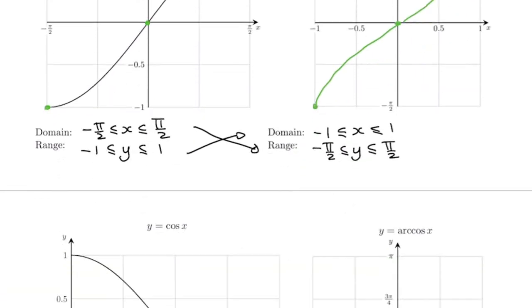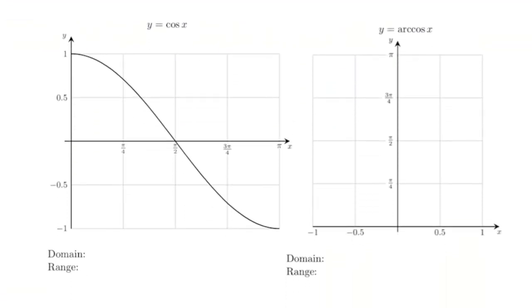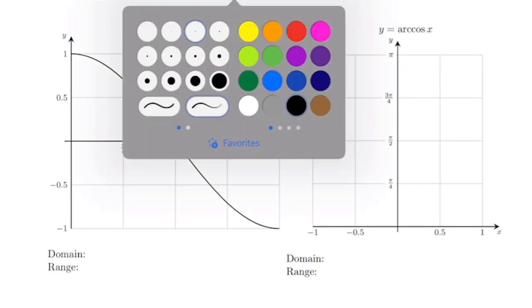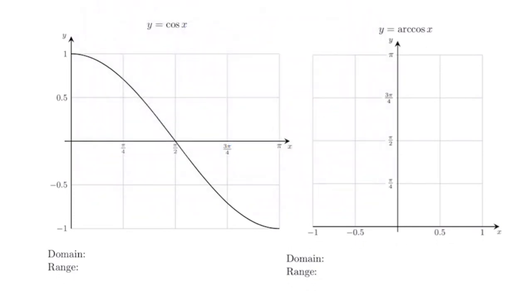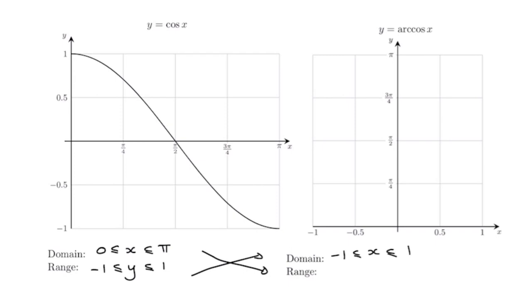We're going to use the same principle to help us draw arc cos. So I'm going to start with the domain and range. The domain, of course, is 0 is less than or equal to x, which is less than or equal to pi. And the range is negative 1 is less than or equal to y, which is less than or equal to 1. And again, they swap over. So the domain for the arc cos graph will be negative 1 is less than or equal to x, which is less than or equal to 1. And the range is 0 is less than or equal to y, which is less than or equal to pi.